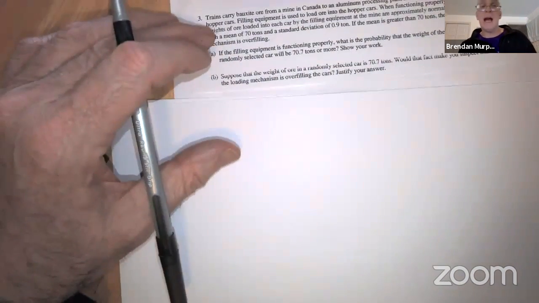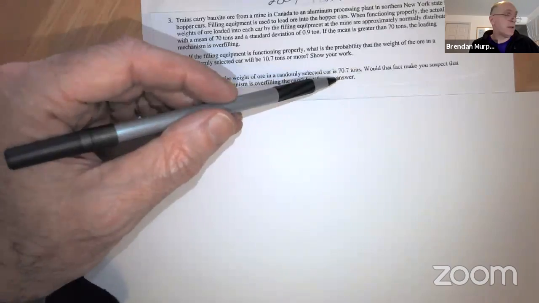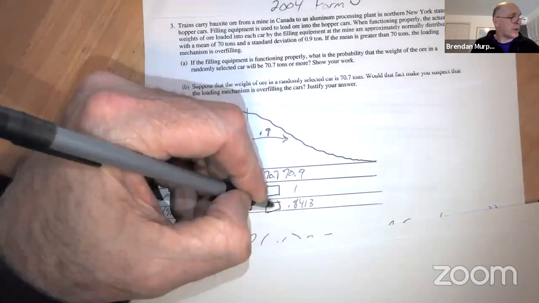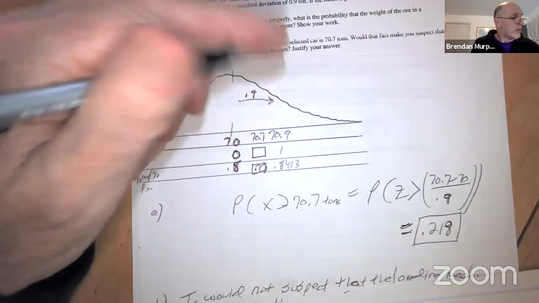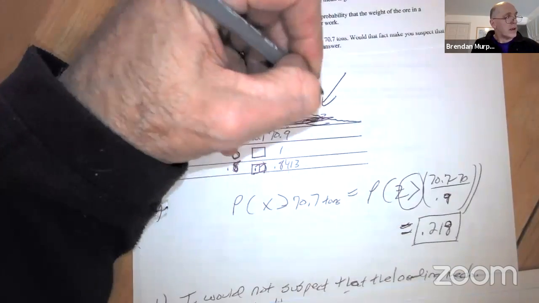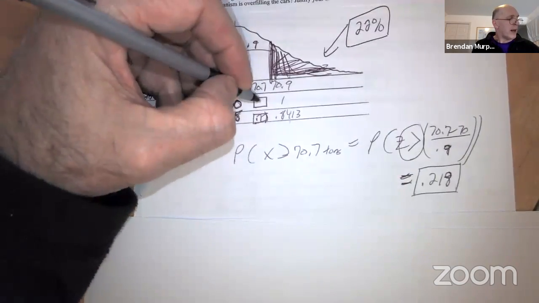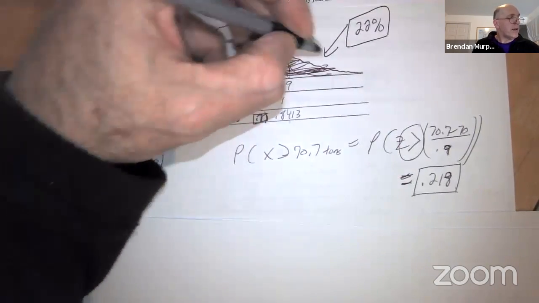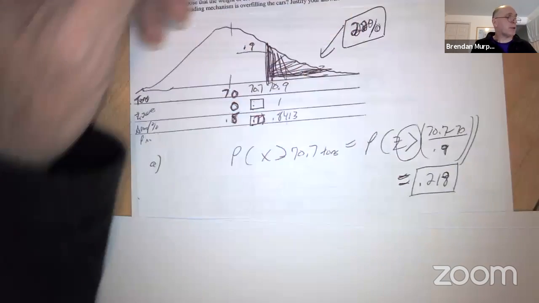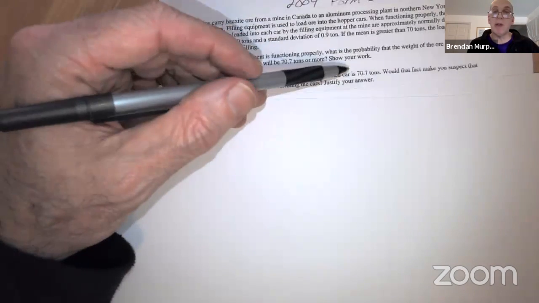And so in part B, I think that's what they're asking me to do. Suppose the weight of ore in a randomly selected car is 70.7 tons. So we know that's going to happen fairly often, right? About 77% of the time shading below, and shading above, that's my 0.218, the probability that I was greater than that. So that's around 22% of the time. Again, I don't think it's all that rare. And I think that's what they're asking for in part B. So part B says, suppose the weight of ore in a randomly selected car is 70.7 tons.